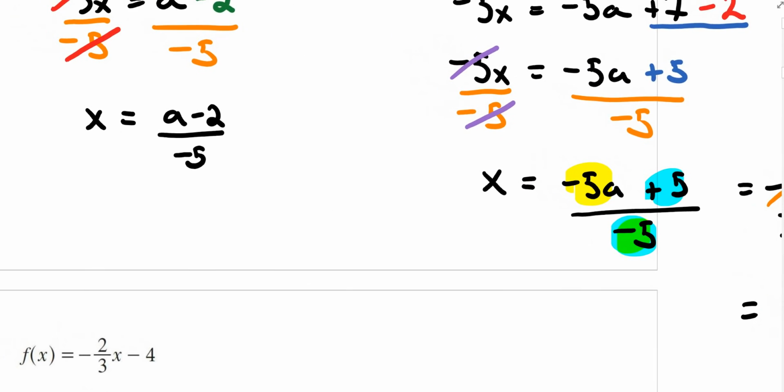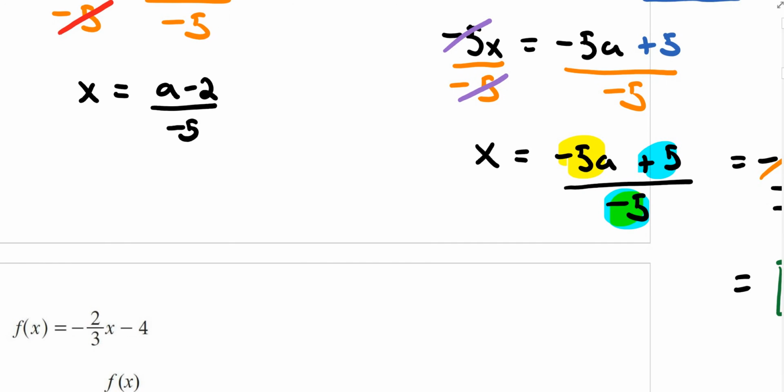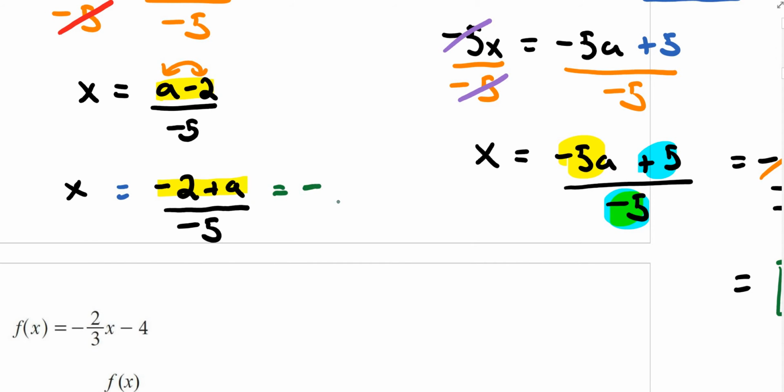And going back to question 4e, although this is a correct answer here, I know the back of the book actually has a slightly different answer here. What you can do to simplify this further is switch the two terms here. So I can write this as negative 2 plus a divided by negative 5. And then from there, you can factor out the negative sign on the numerator. So if I factor out the negative sign, I get 2 minus a, all divided by negative 5.